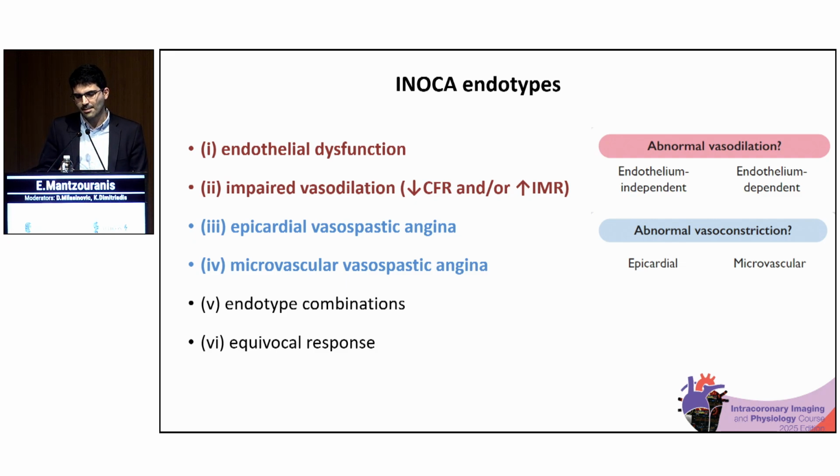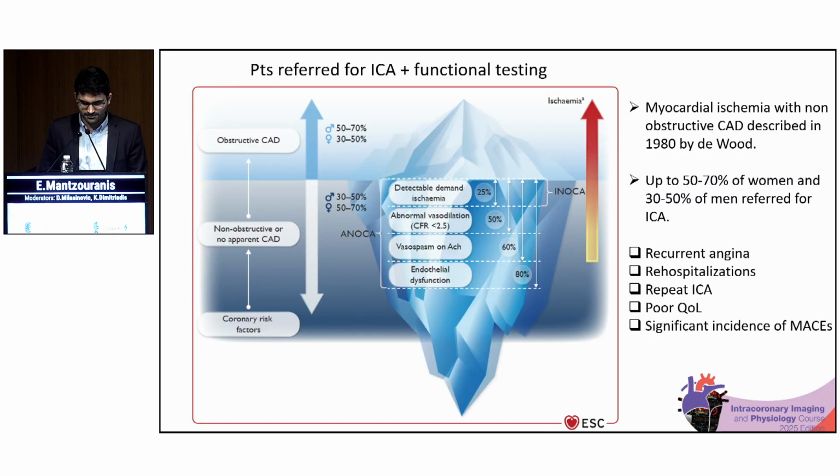We have the abnormal vasodilatation, the endotype of microvascular dysfunction, which includes endothelial dysfunction and impaired vasodilatation. And then we have the abnormal vasoconstriction, which includes epicardial vasospastic angina and microvascular vasospastic angina. And of course, a combination of endotypes. So I really like this illustration from the guidelines.